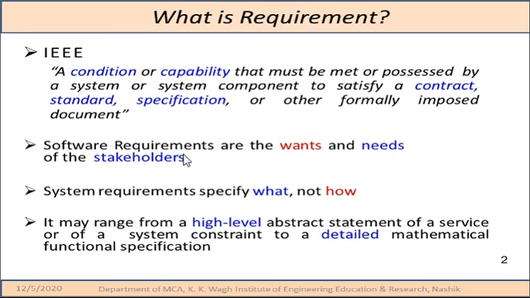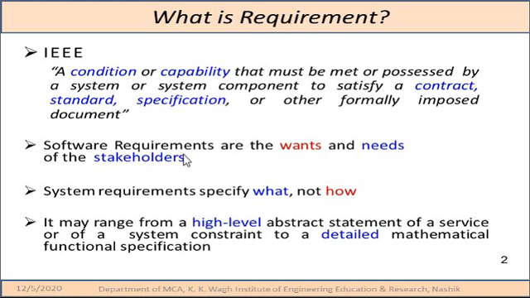Then the system requirement should specify what that requirement exactly is and how that requirement is going to act. That should be easily understandable by all the stakeholders. That is, it ranges from high level abstract statements of a service or system constraint to detailed mathematical functional specifications.